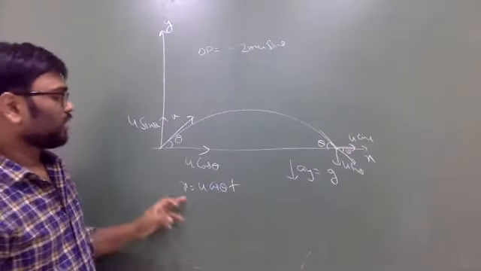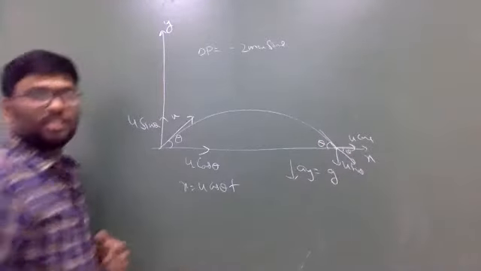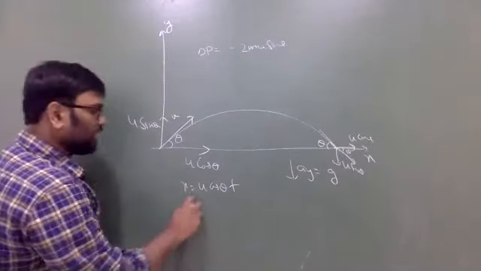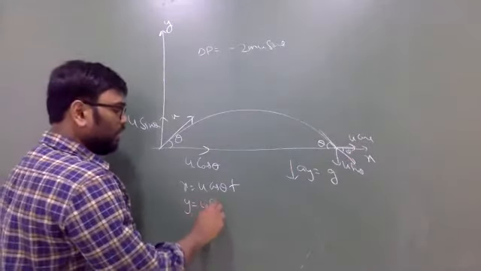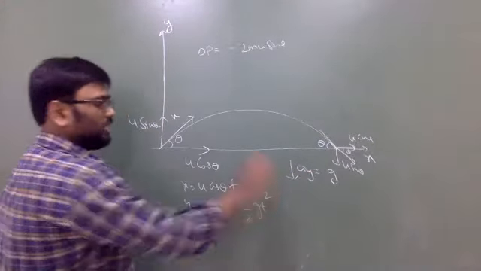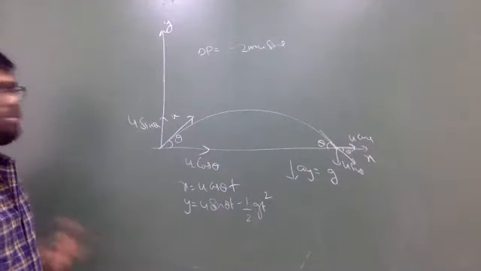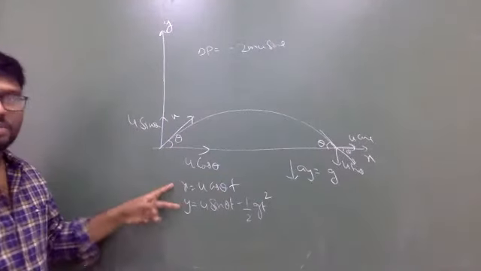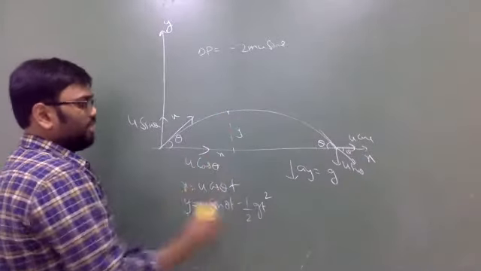Right? Okay. So x is u cos theta into t. So how to get y? You know the basic equations of kinematics. S is equal to ut plus half a t square. So y is equal to u sin theta t minus half g t square. This is the x component, this is the y component. So what about the velocity? These are the components meaning position. So when the particle is here, this is the x component, this is the y component, this is the xy.